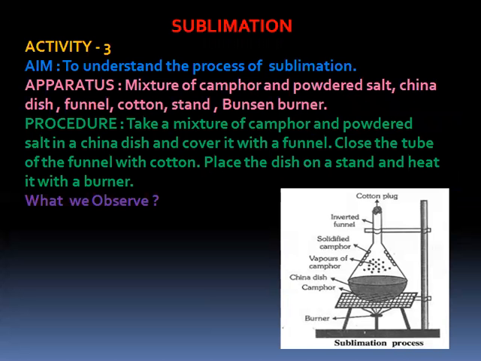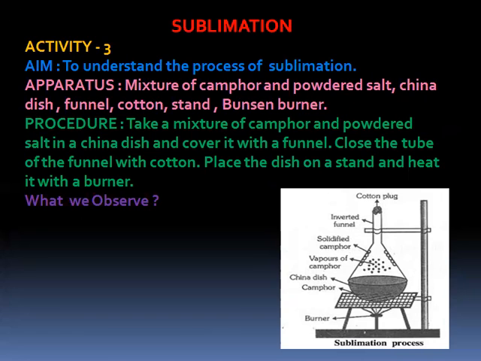Now, our next activity is sublimation. Activity 3. What is the aim here? To understand the process of sublimation. So, what is sublimation? You are going to learn. Apparatus: mixture of camphor and powdered salt, china dish, funnel, glass funnel it is, cotton, stand, Bunsen burner. What is the procedure? That is method.